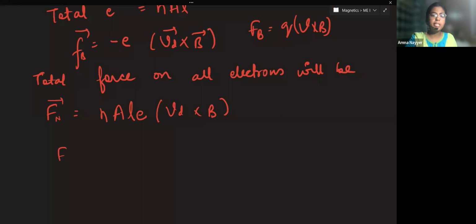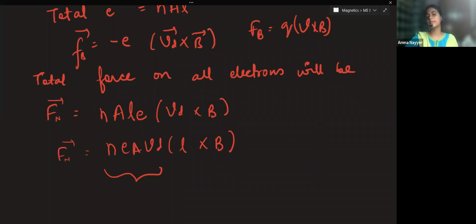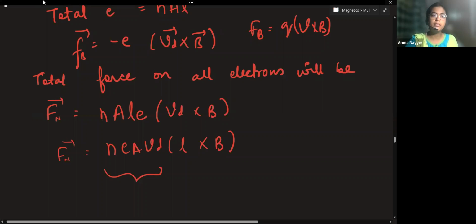Now if I make some changes and reverse certain things, let me bring VD ahead and shift the length of the conductor over. Can anyone tell what this is? NEA VD: number density into electronic charge into area of cross-section into drift velocity. NEA VD. What was this?